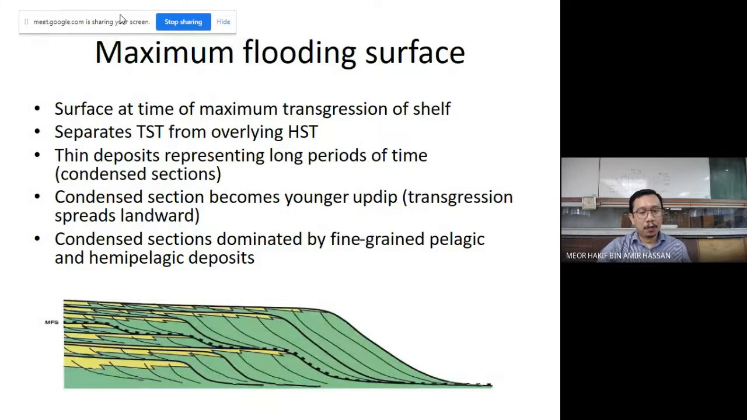Okay. Don't worry, we're going to do practicals later on how to identify the different types of key stratigraphic surfaces.